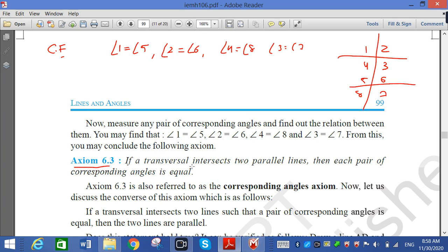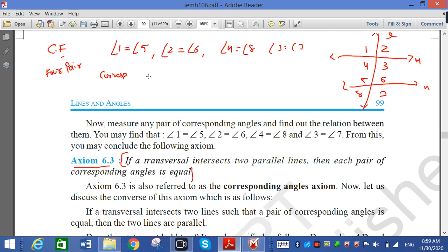Axiom: if a transversal intersects two parallel lines, then each pair of corresponding angles is equal. Always remember Axiom 6.3. If a transversal intersects two parallel lines, these are the two parallel lines, our parallel lines M and N, and here it is a transversal line. It will generate four pairs of alternate angles and four pairs of corresponding angles. But according to Axiom 6.3, all are equal.